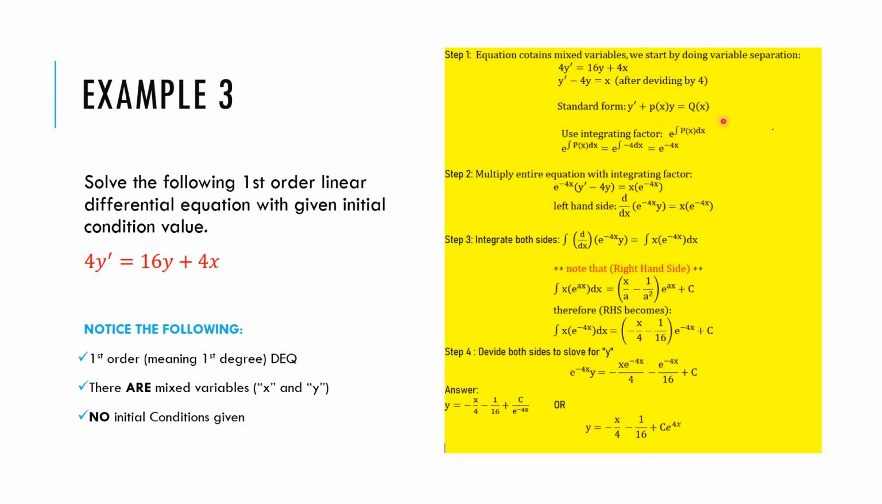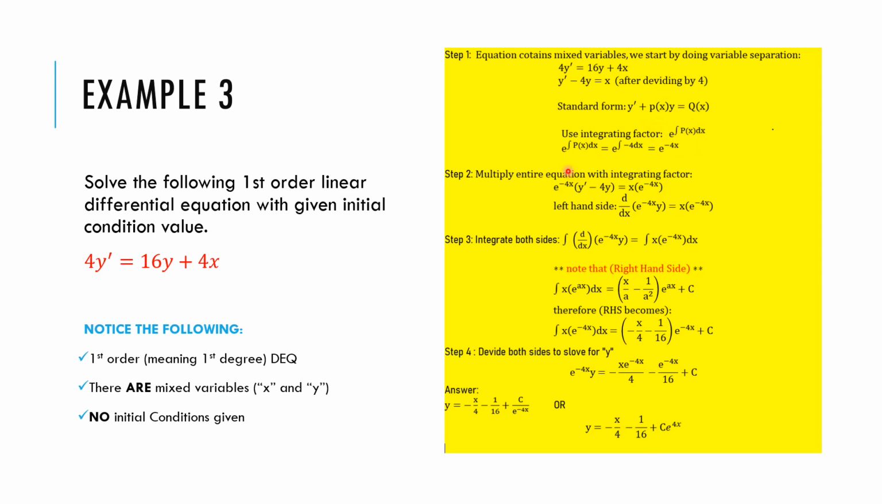Okay, and then the next thing that we're going to do is use what is known as the integrating factor. That also you would have to remember or put down in your cheat sheet. And the integrating factor states it is simply e raised to the integral of p of x times dx. Okay, so p of x is this middle term right here.